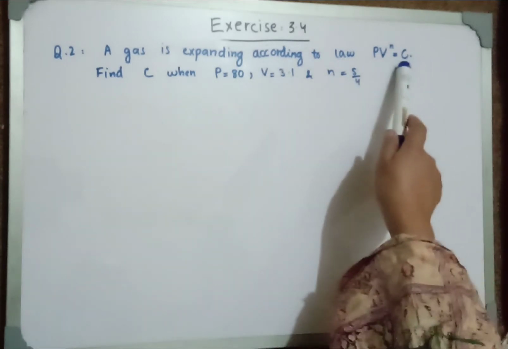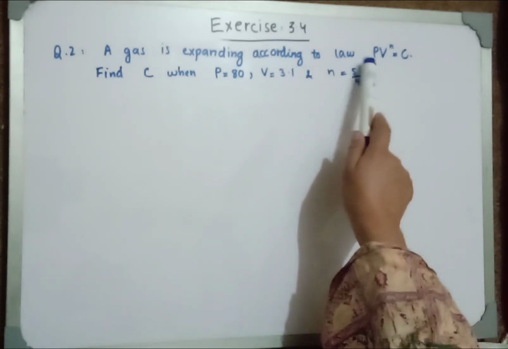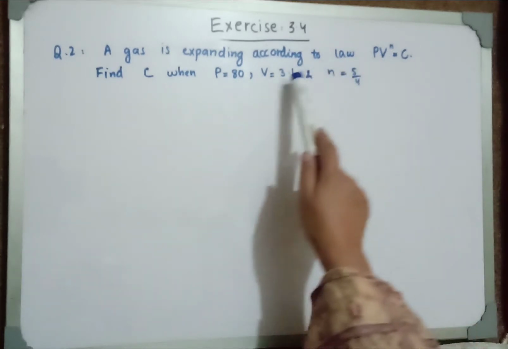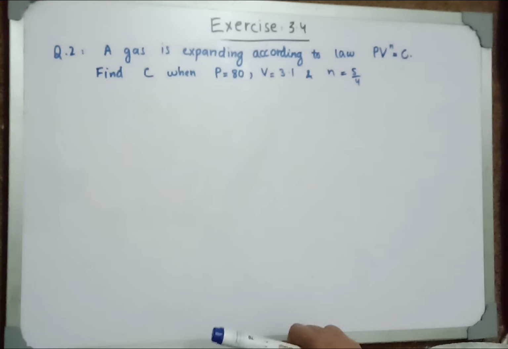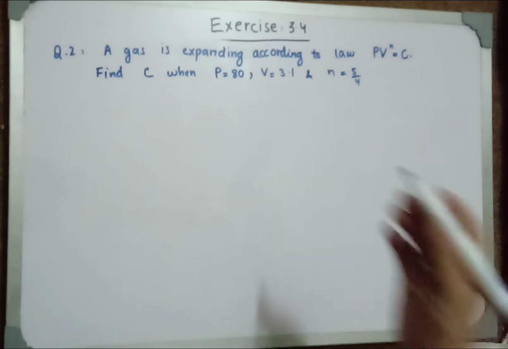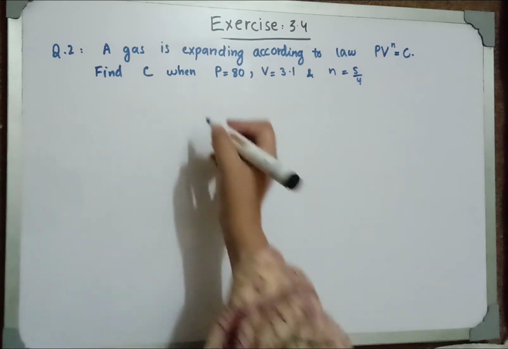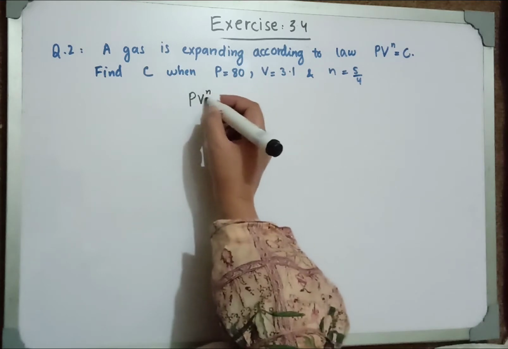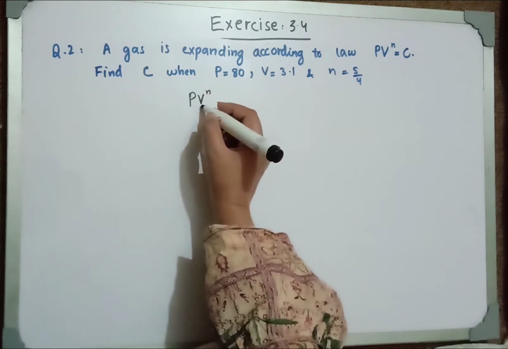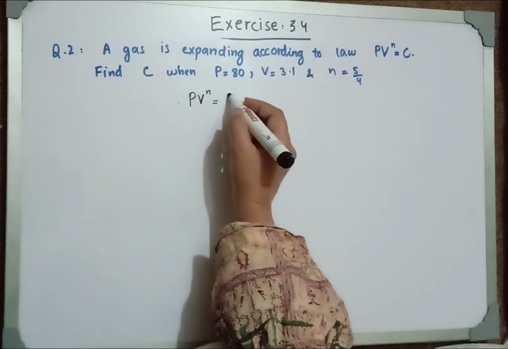They've asked you to find the value of this C, and they've given the value of other variables, like the value of P, which is pressure, the volume V, which is 3.1, and n, which is in the power, equal to 5 by 4. So let's start with the question. The law is PV raised to the power n. This power n is only the power of V, right? It's not the power of both of these, and it is equal to C.